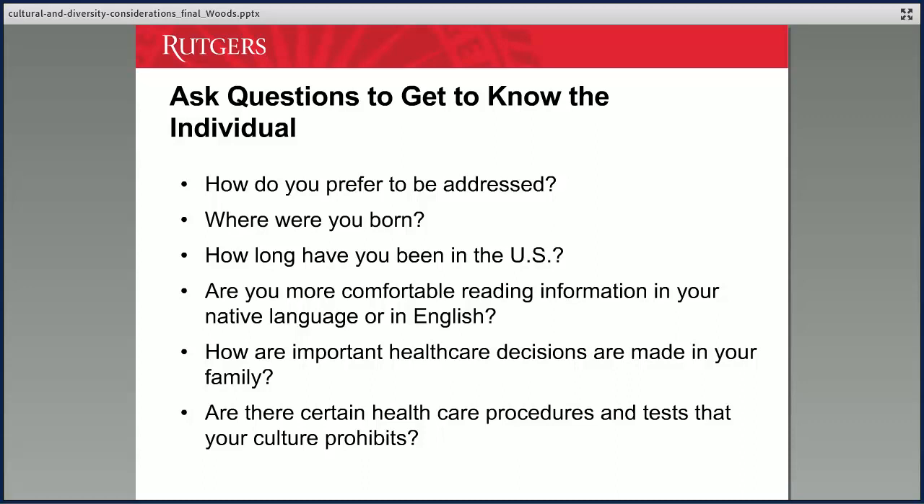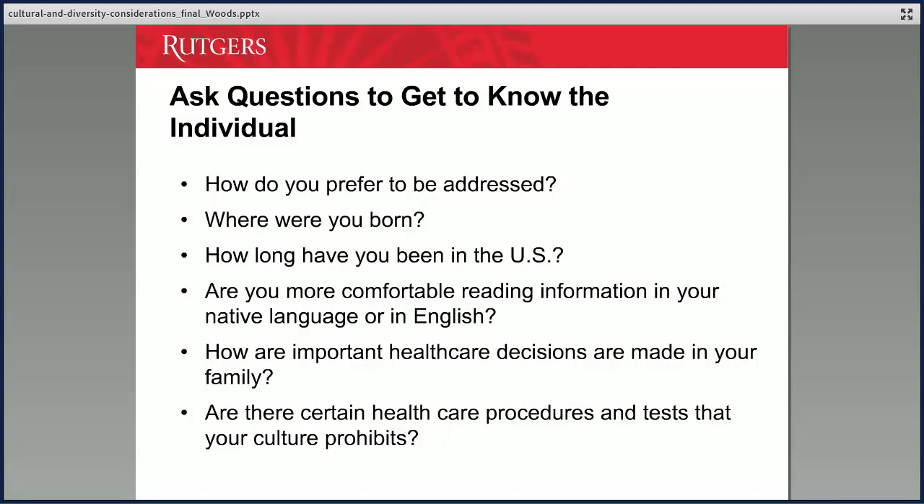Where were you born? How long have you been in the United States? This is important information for us when we're doing a contact investigation or getting to know our patients. If they've only been in the U.S. for a short period of time, they may have other issues that you can assist them with. Or if they've been here for a very long time, they might have a better understanding of our healthcare system.